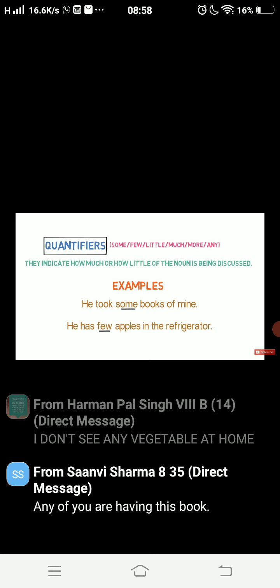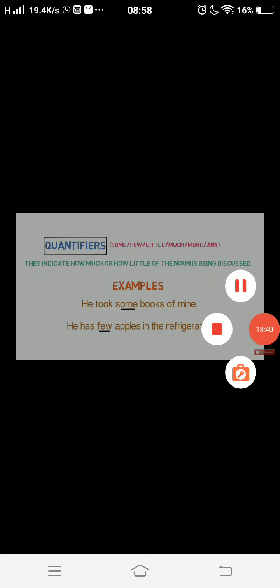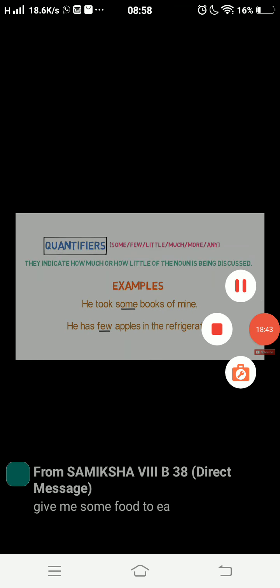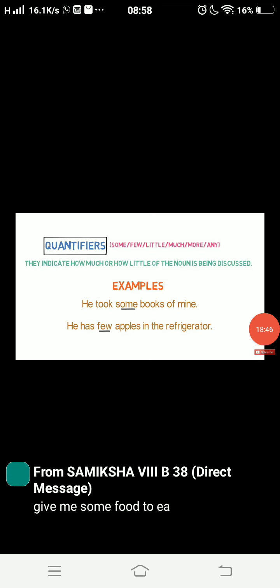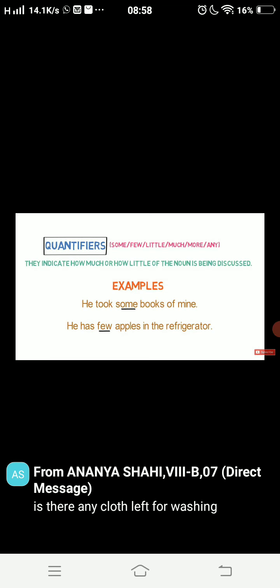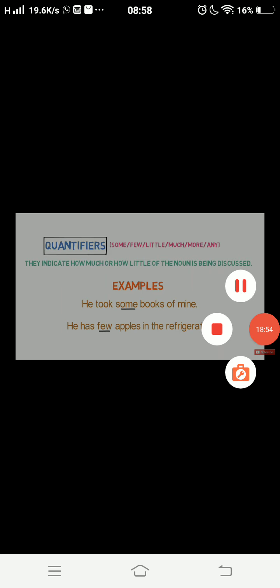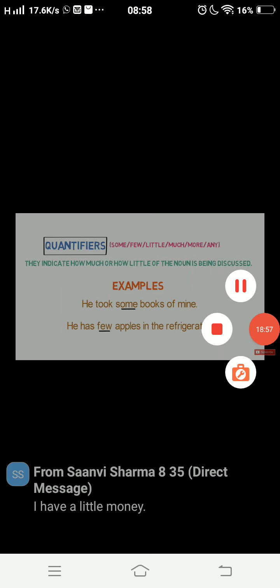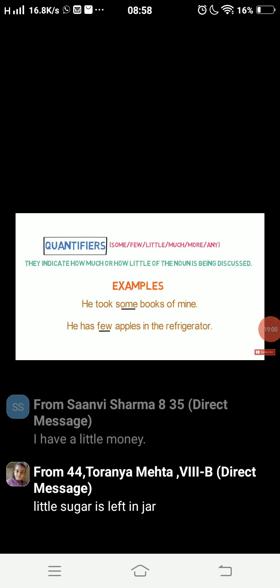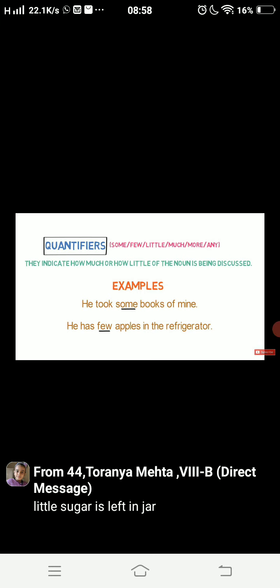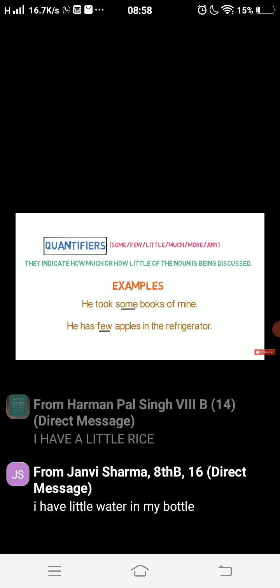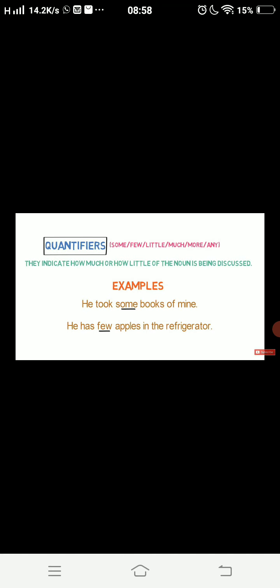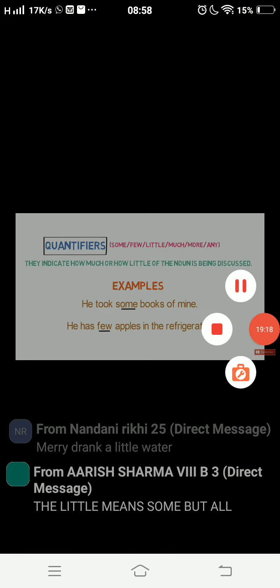Now let's move to little, a little, the little. Little means hardly any, not much. It has a negative meaning. There was little water in the pot. It means hardly any, no water. Okay. A little: he has a little money. It means some. And the little is for particular. Yes. He wasted the little money he had. It means the particular money he was having. He has wasted all that money which he was having.